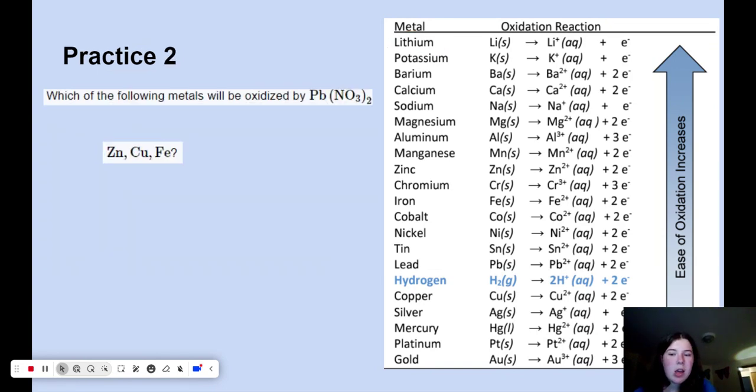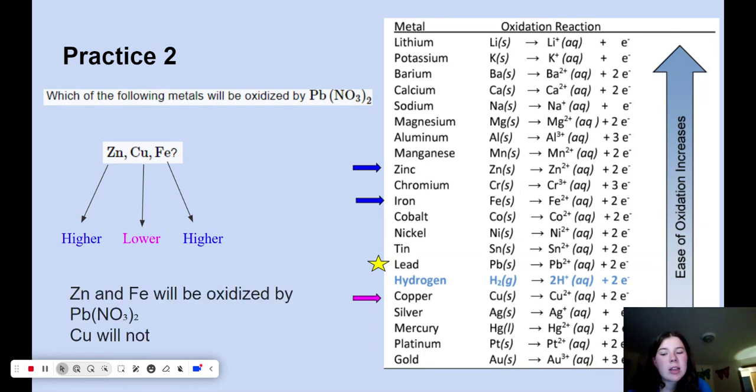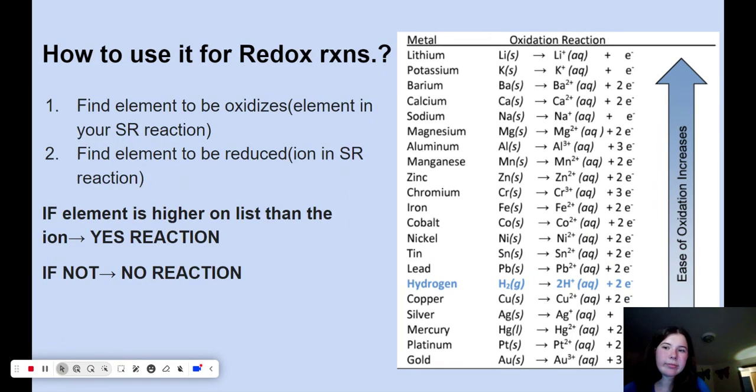Okay, practice two. Which of the following metals will be oxidized by lead two nitrate? Zinc, copper, or iron? First, we have to find the ion, which is lead. Okay, now we're looking for a metal that is higher than lead. Zinc is higher, so it will be oxidized. But copper is not, so it will not be oxidized. Iron? It's higher, so it will be oxidized. So, final answer, zinc and iron will be oxidized, but copper will not.